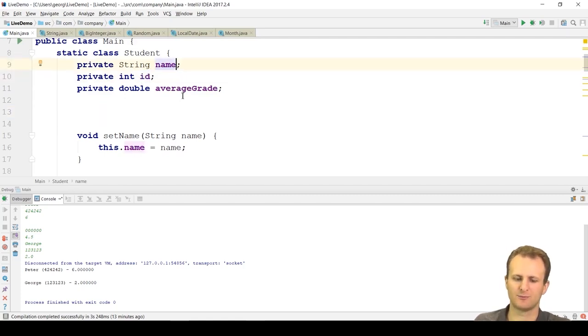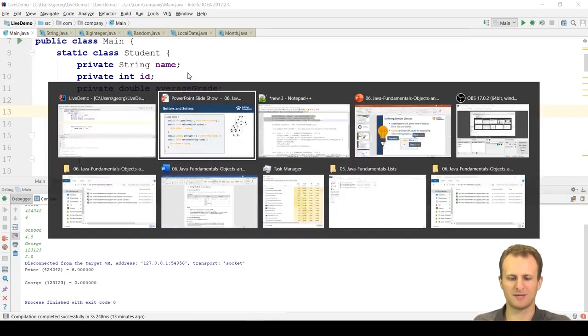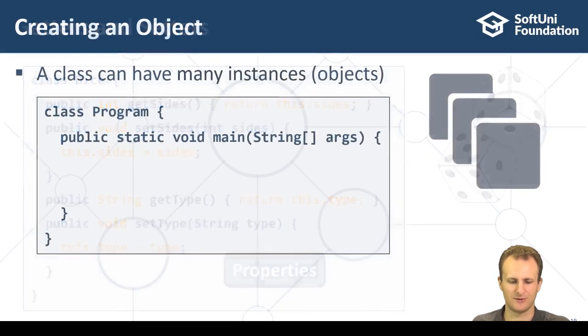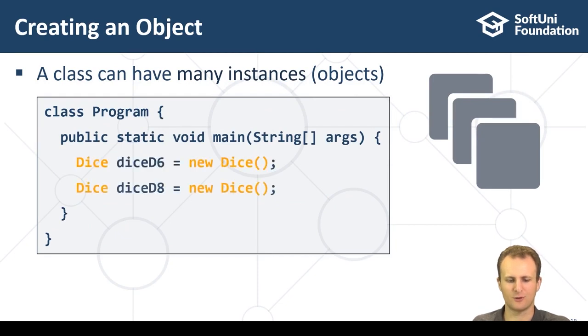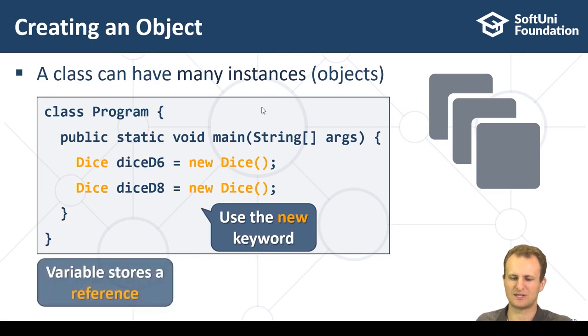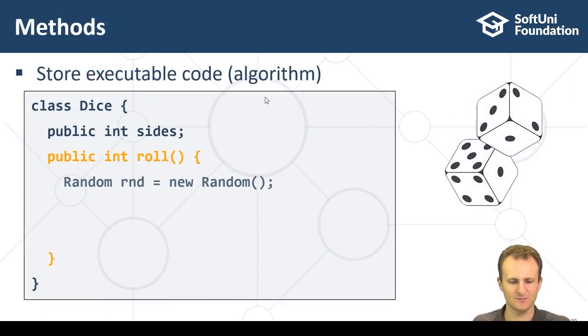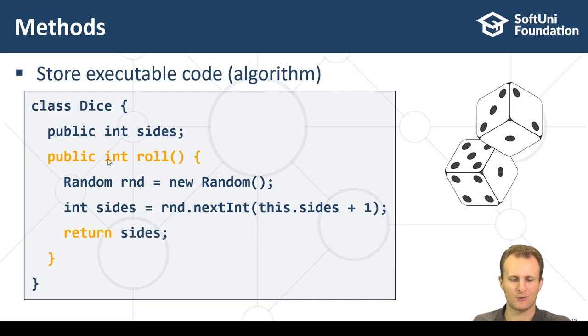And we also want the name to be set and the average grade to be set. So how do we do that? We implement the so-called constructor. So let's continue on from here. We already saw how we can create objects, so we won't stay around on these slides. And we already saw how we can write methods.